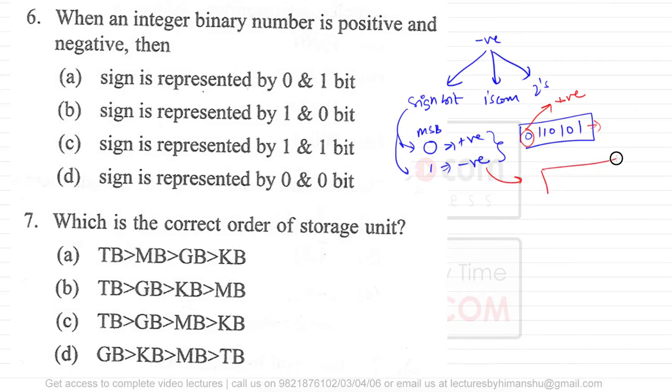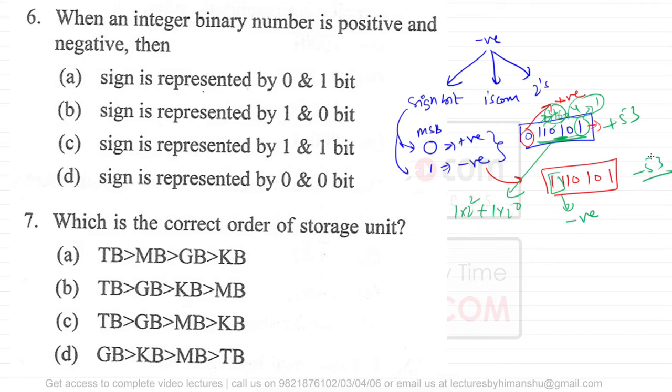Now if the same number is represented like this, we have 1110101. Because the most significant bit here is a 1, therefore it is a negative number. So if you convert this number from binary to decimal, then it will be 1 into 2 raised to power 0 plus this is 2 raised to power 2, or you can say this is 1, this is 4, 8, this is 16, and this is 32. So it is 32 plus 16, it is 48, 48 plus 5, that is equal to 53. So it is plus 53, and this is representing minus 53 as the number. Now here you can see option number C and D, they are completely wrong, because positive and negative numbers cannot be represented by the same sign.